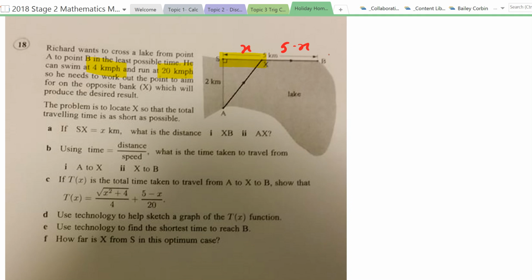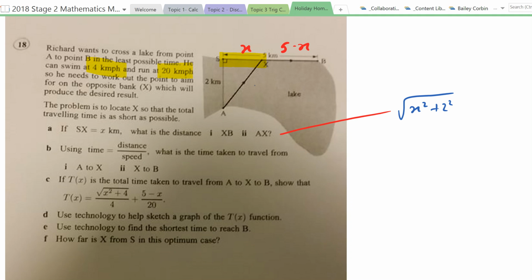All right, AX is a little harder. For AX, we're going to want to use Pythagoras. That'll be the square root of x squared plus 2 squared, because you've got a 2 there and x there. AX, that line across, is the square root of x squared plus 2 squared. Using time equals distance over speed, what is the time taken to travel from A to X?